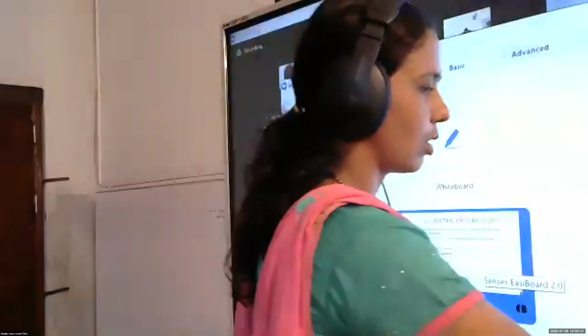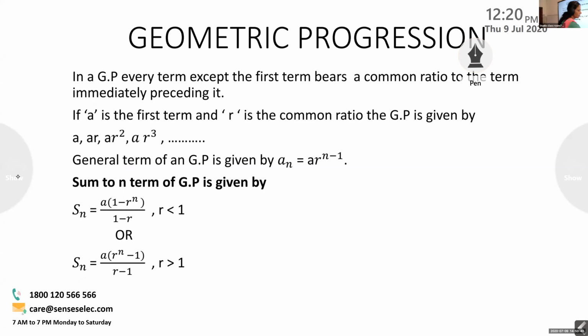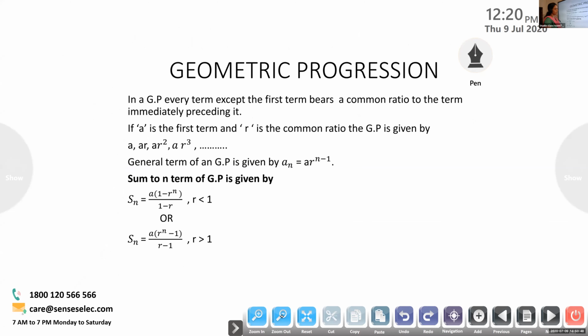Now let's recall what you have learned in GP. Can you see the board? Now look at the board. GP means what we have learned: the general term of an AP and the general term of a GP. Now let's recall GP first.